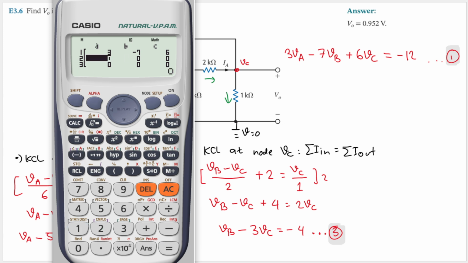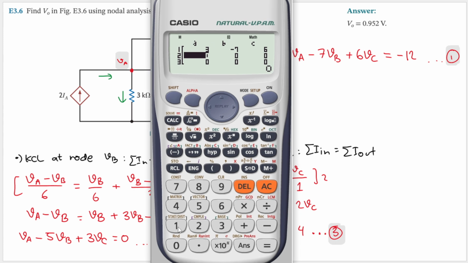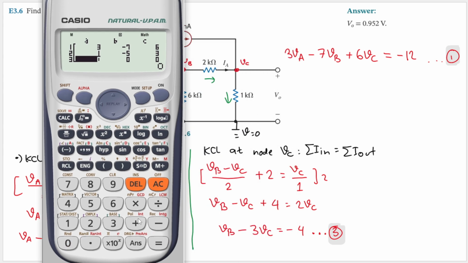Good. And then the second equation, we will have VA here is 1, and then minus 5, and then 3, and then 0. Okay, that is good. And then the last equation here, VA is 0, so we have 0. And then minus 3, no, not this, minus 3. That is 1, so we have 1 VB, right? And then minus 3, and that will equal minus 4.